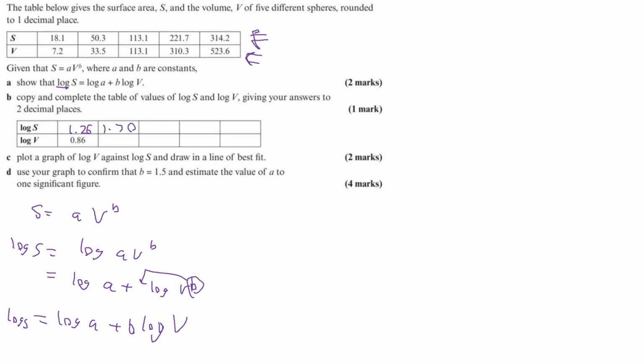1.70. 113.1 is 2.05. Which means this is also 2.05. Then 2.21. 2217. 2.34. And then 3.142 is 2.50, okay? Now for log V, again, we're just going to plug in the values.